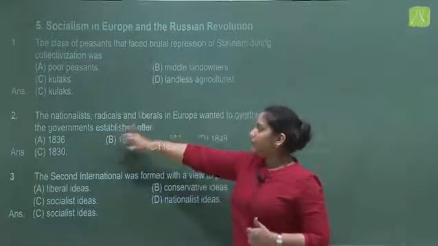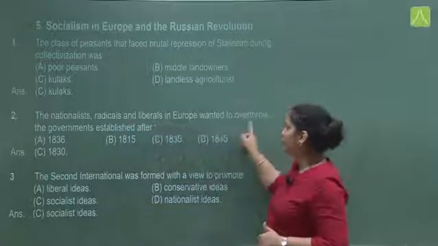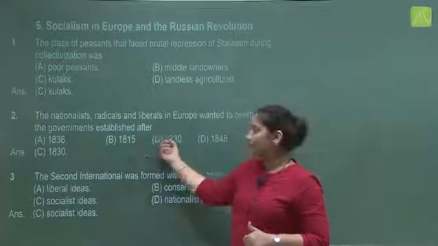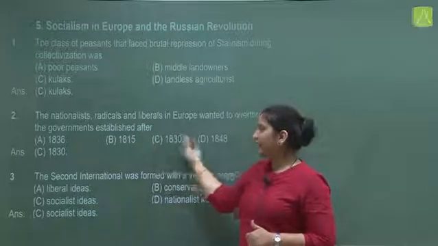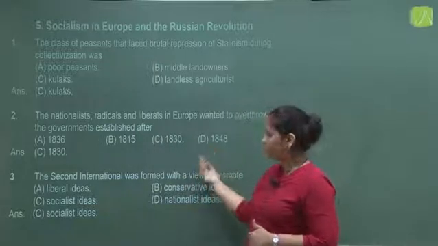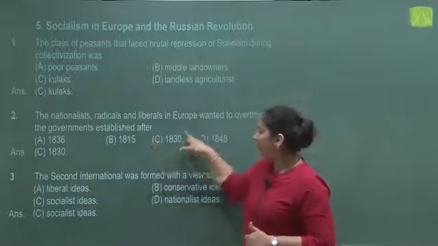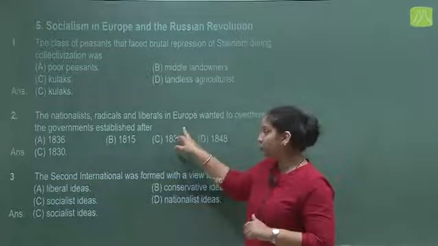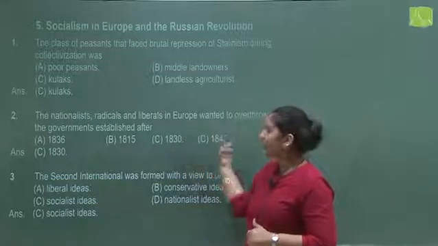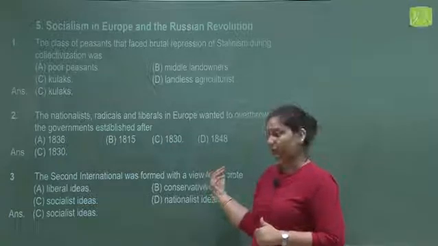These groups, nationalists, radicals and liberals in Europe, wanted to overthrow the existing government. You have to simply tell the year in which they were overthrown. They were problematic after the establishment of the year 1830. After that all these governments were problematic.